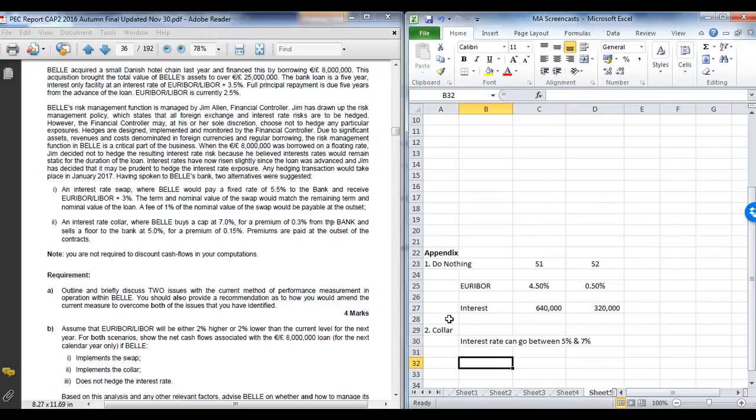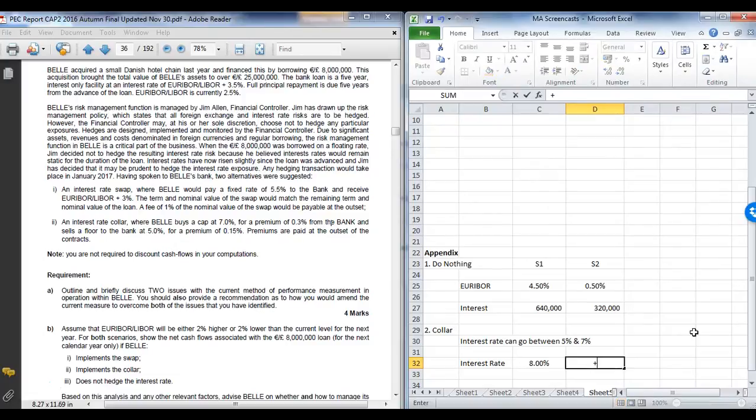So if we look at here, we calculate the interest rate in scenario 1. So let's figure out what the interest rate will be. So we know it's Euribor, which is 4.5 plus 3.5. So the interest rate there is 8%.